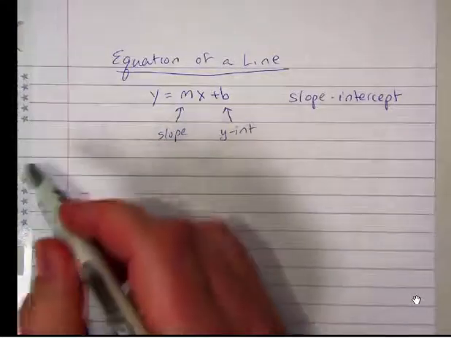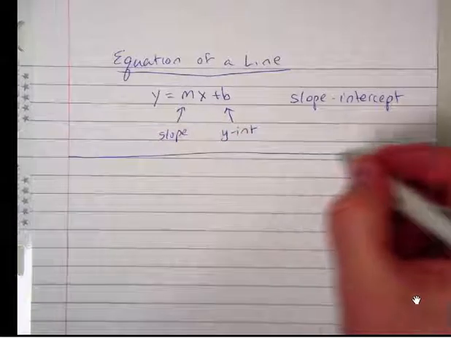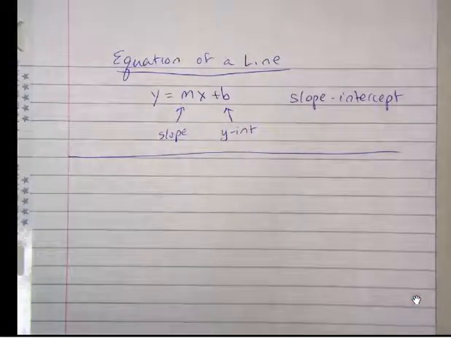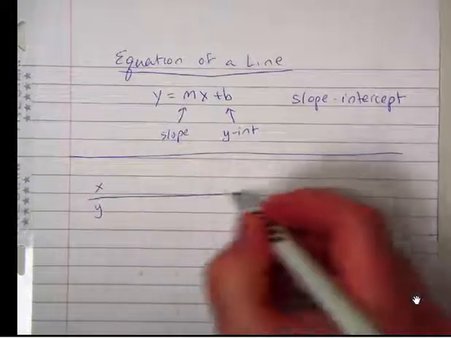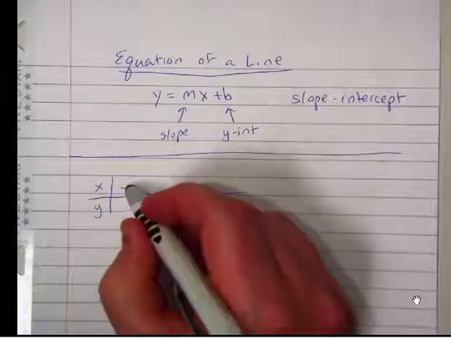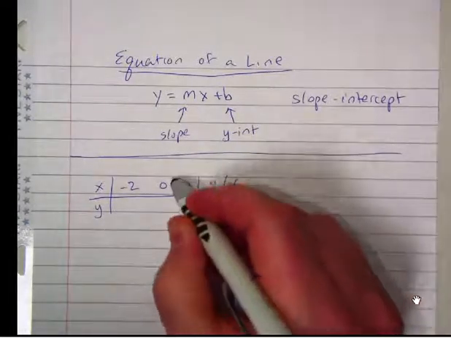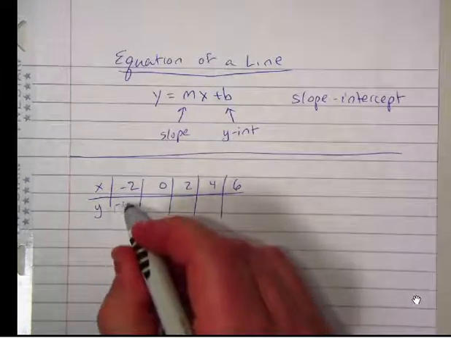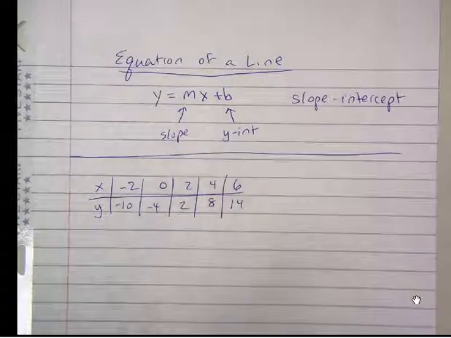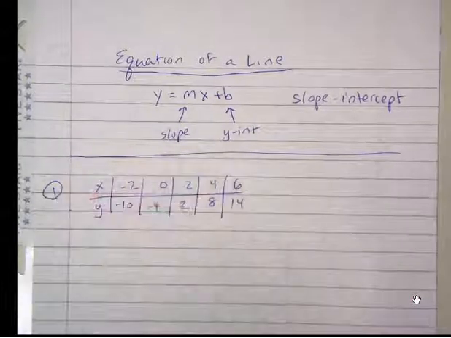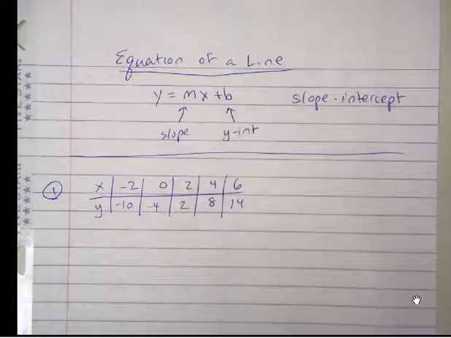Okay, so there are 5 different scenarios that I'm going to go through right now in terms of figuring out how to get equations of lines. Let's start with a table of values. If we have an XY table of values that looks like this, in order to write the equation of this, I need to find 2 pieces of information. We need the slope and we need the y-intercept.